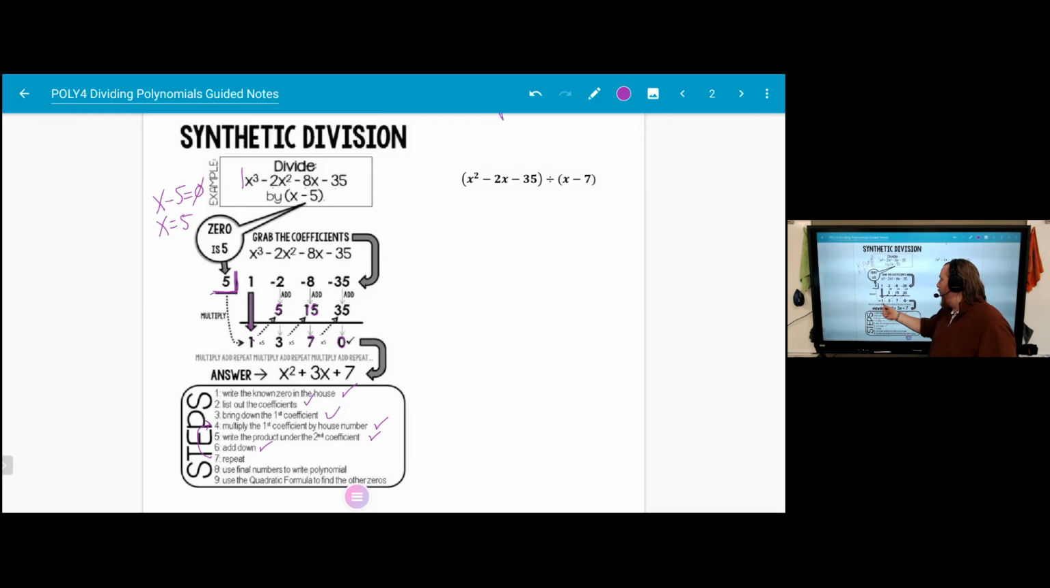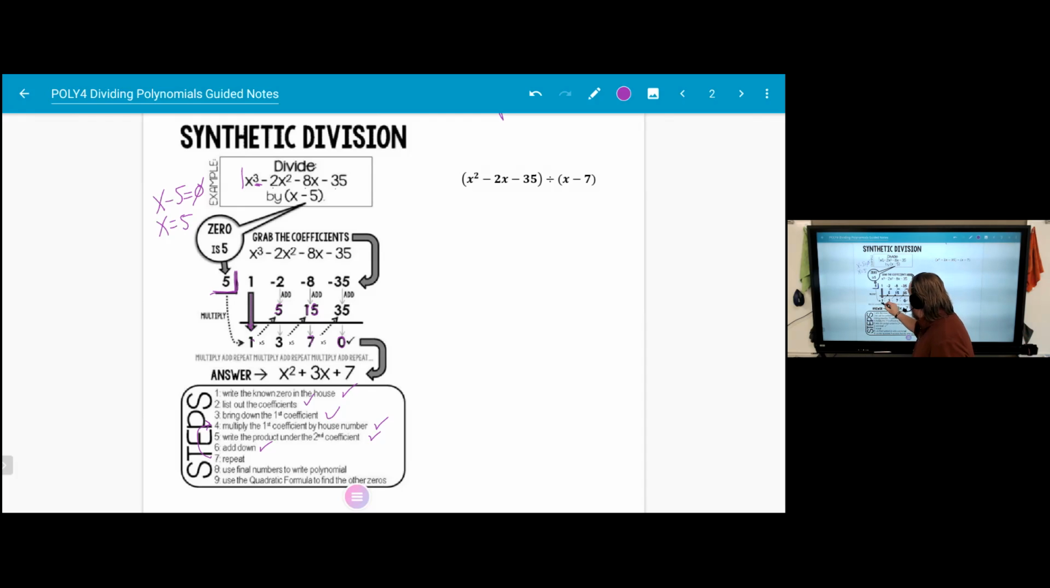Right now, I've just got 1, 3, 7, and 0. Well, I need to write it in a specific way. Those coefficients mean something. Since the biggest exponent I had to start with was cubed, I'm going to knock it down 1 power, because I'm dividing essentially x cubed by an x. My biggest value should be an x squared.